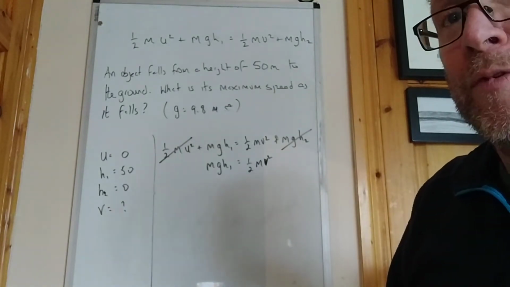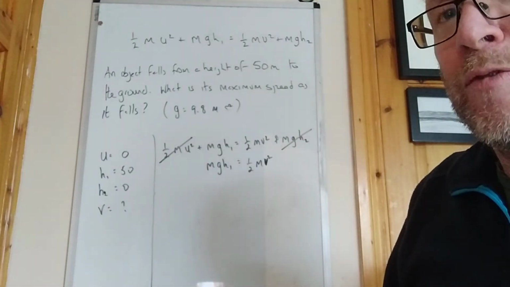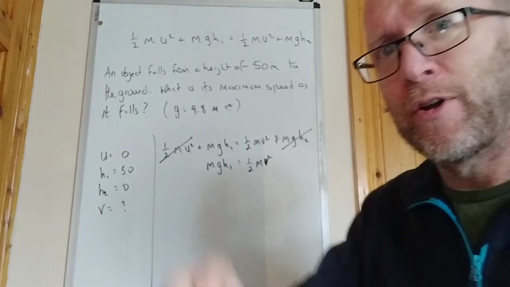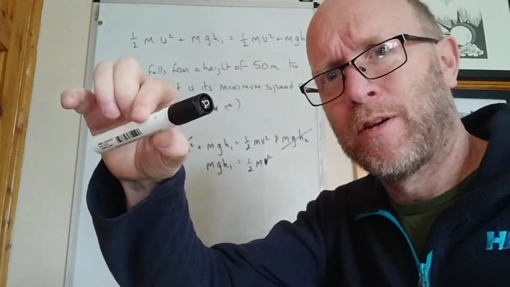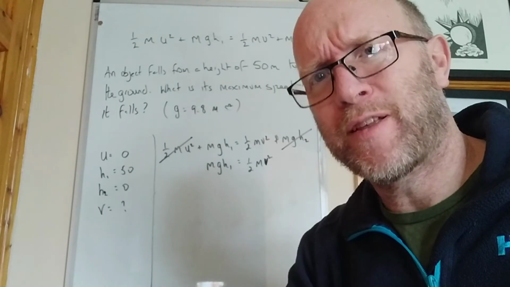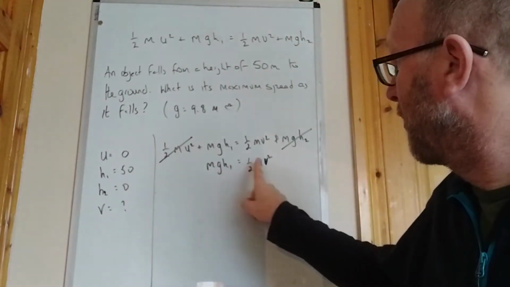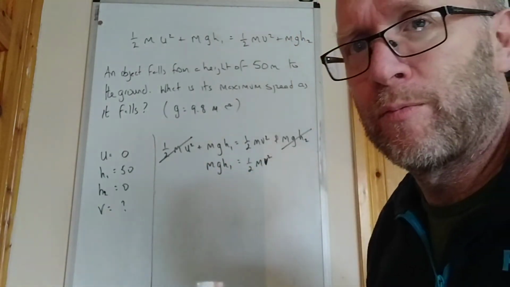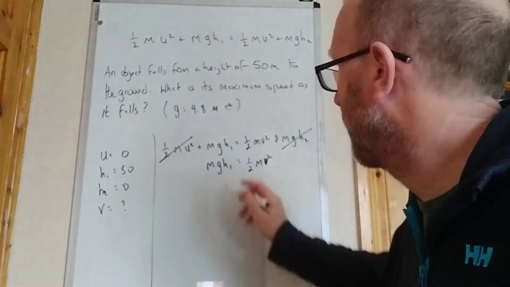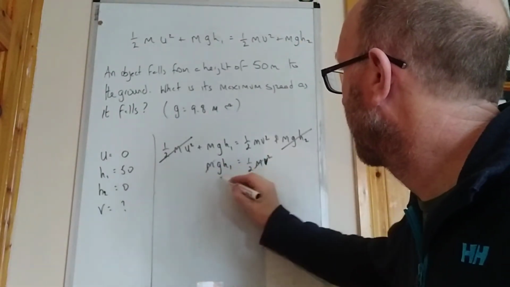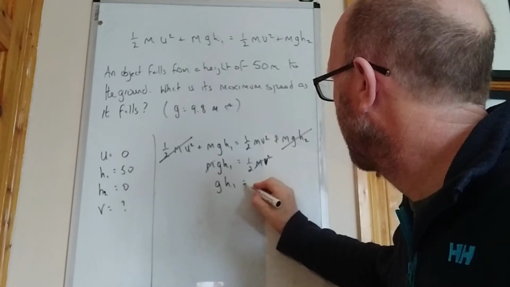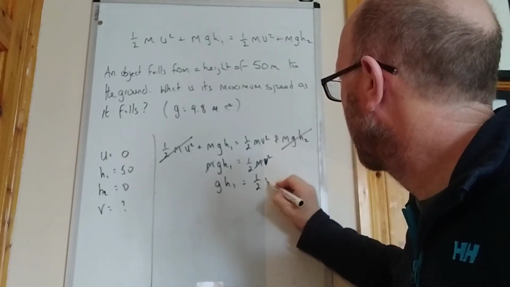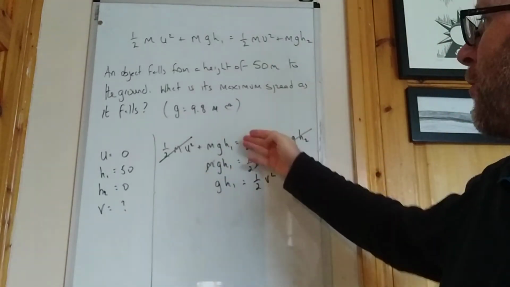Now, on top of that, the mass before and the mass after. The object is falling, it has a certain mass at the beginning and a certain mass at the end. The mass is the same, so we can cancel them. We can divide both sides by m, and we're left with gh1 equals a half v squared. And suddenly we've gone from there to there.